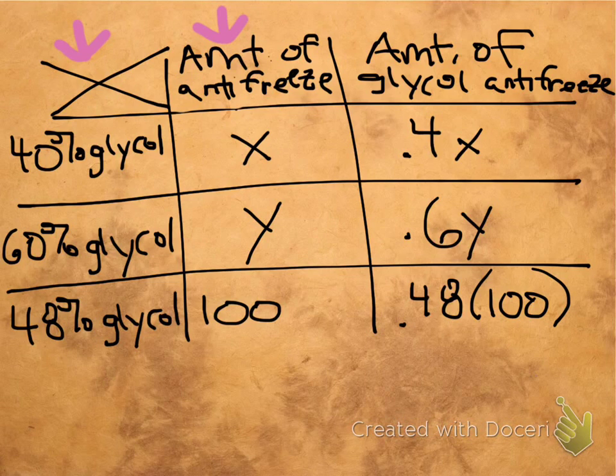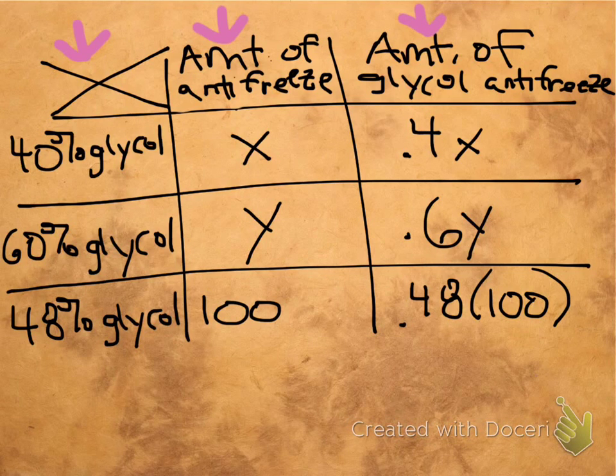So 0.4, I just wrote 40% as a decimal, so 0.4x. And then 60% I wrote as a decimal, 0.6 times y. And then I also multiplied 0.48 times 100 for my last column.